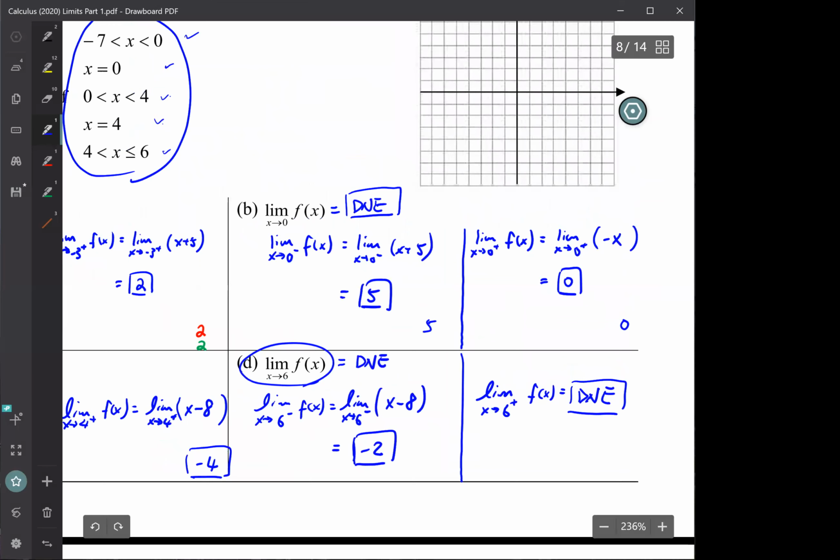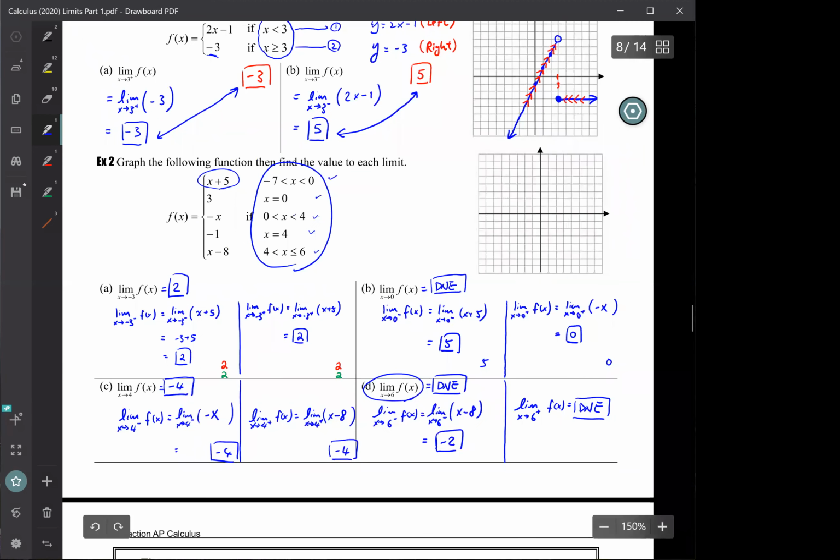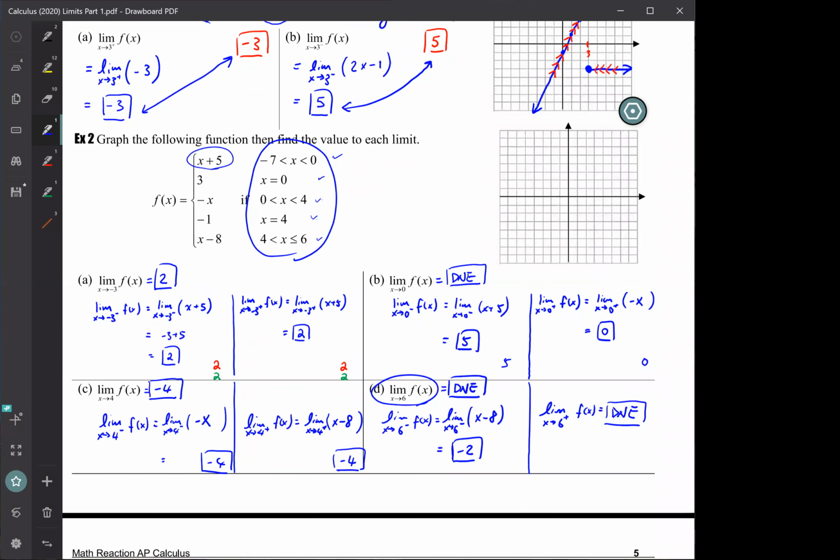So it depends on what they ask you, right? In the homework, sometimes they ask for the combined. Sometimes they only ask for one side. So make sure you read the question. If they ask for only one side, you don't need to do the other side. Are we good? Okay. So let's skip the piecewise graph.